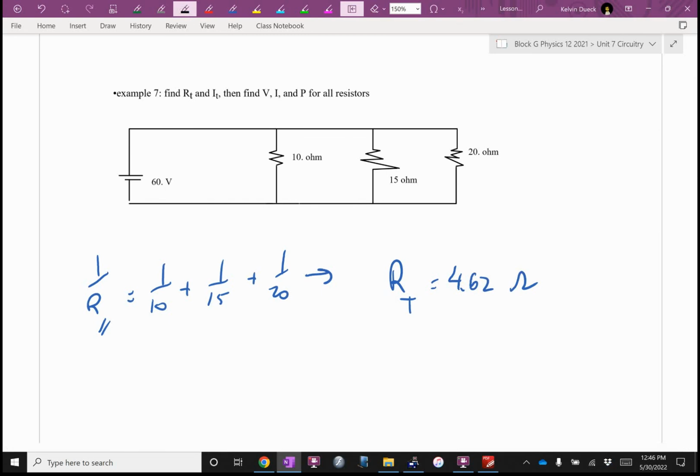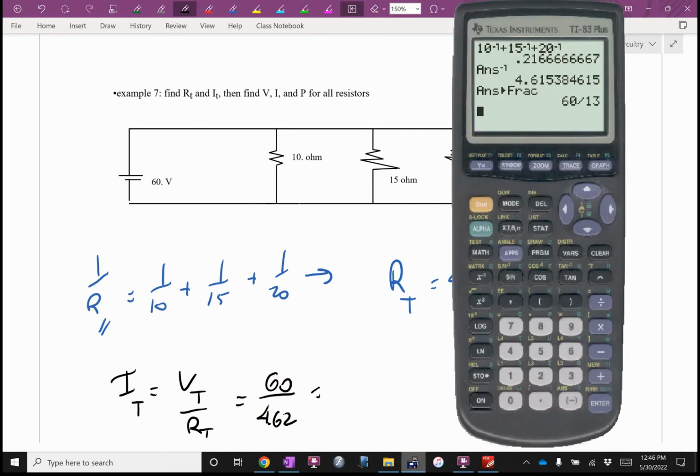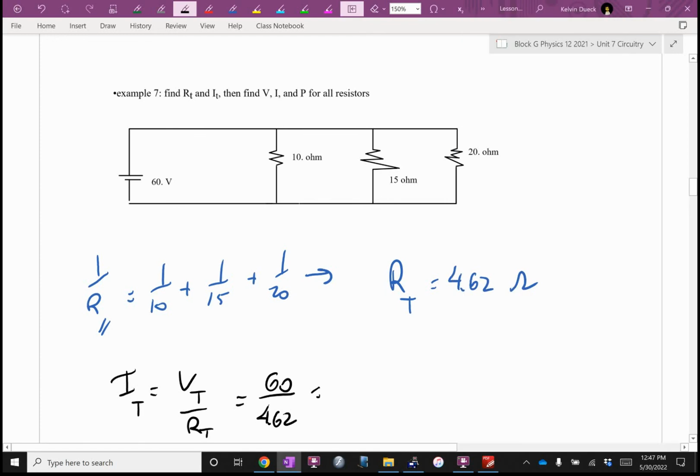What's the second thing they wanted me to find after R total? I gave the answer away. So I total is going to be V total over R total. I took Ohm's law and I got the I by itself. What's the total voltage in this circuit? It's the chairlift battery. What's R total? I'm going to write 4.62, but you know I'm using my answer button. So it's going to be 60 divided by answer button. And lo and behold, I get exactly 13 amps.